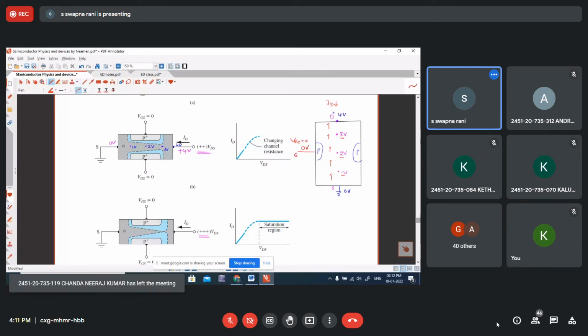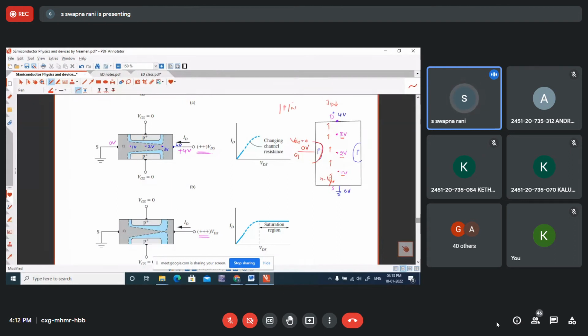Now see here, on both sides of the junction, if you observe, the P-type gate is at 0 potential. And on the N side, this entire region is N-type only. In the N-type channel, everywhere the potential is +1 to +3, +2, like that.